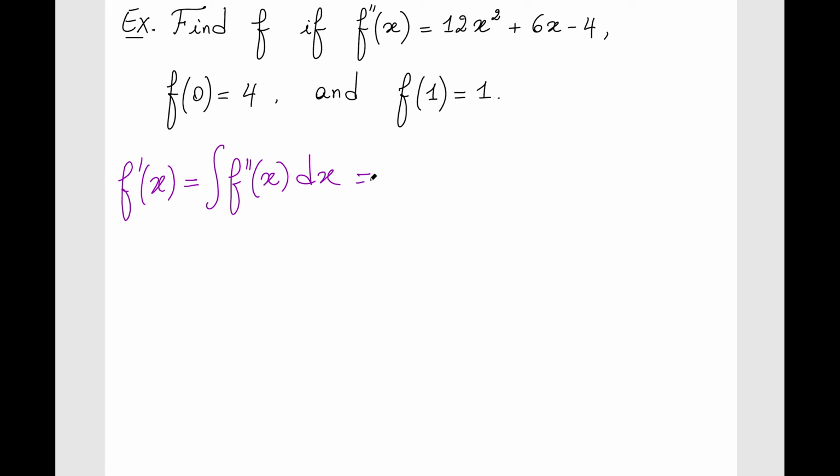We're gonna integrate f double prime one time to get f prime. And this means we're gonna integrate 12x squared plus 6x minus 4 dx. And the notation is we're integrating the whole thing, so we're gonna have the parentheses, right?